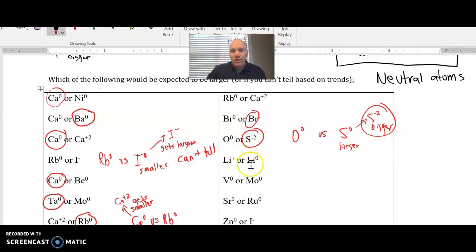These two right here just involve a comparison of a positive and neutral version of the same element. Remember that the more negative something is, the larger it would be. Here, these two elements, let's see if we can find those on the periodic table.